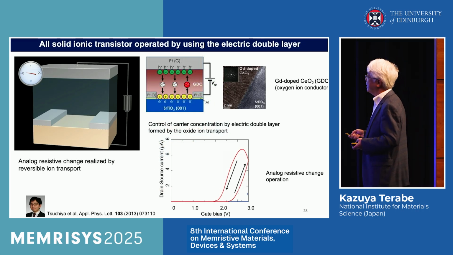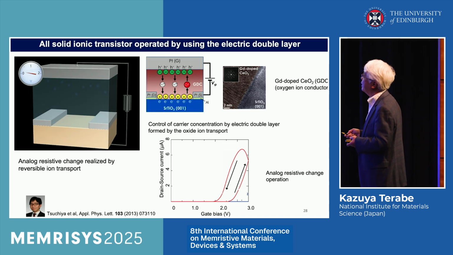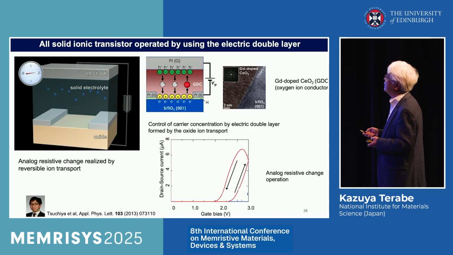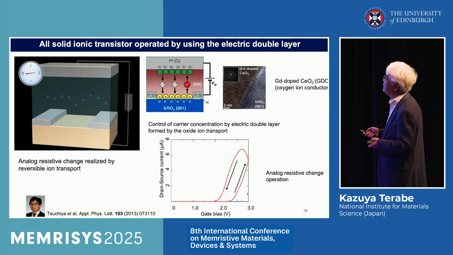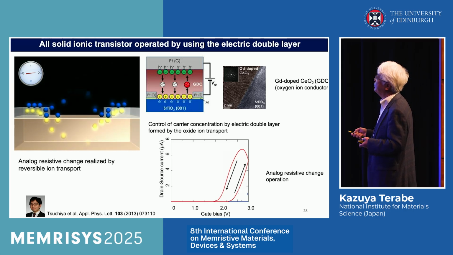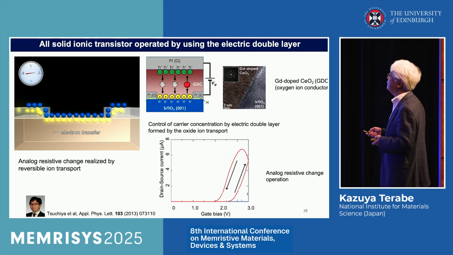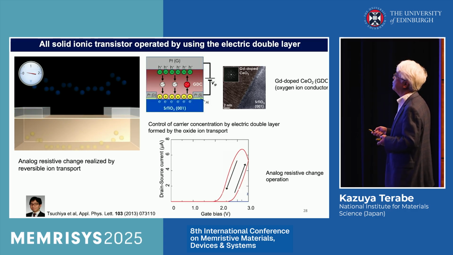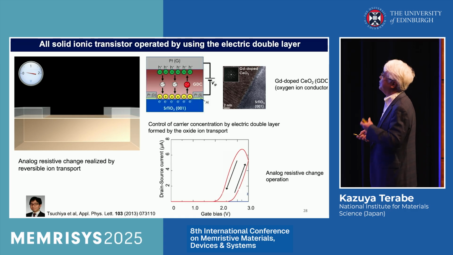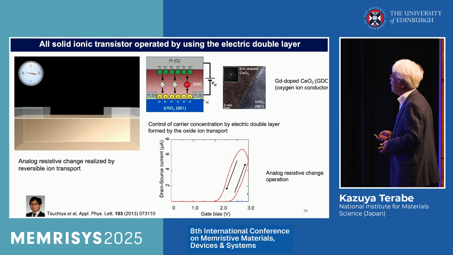So this is an image of the electric double layer transistor. By applying voltage, ions migrate and the electric double layer forms, and an electron charge carrier is formed like this, so that current flows easily. When the voltage changes, such an electric double layer disappears.